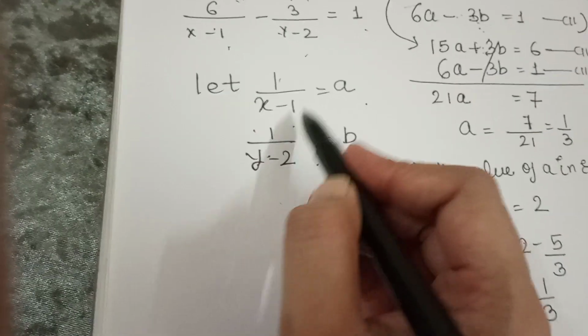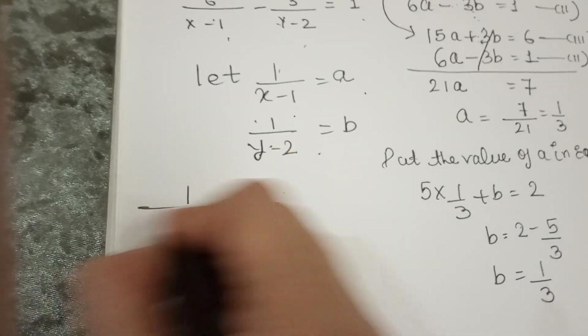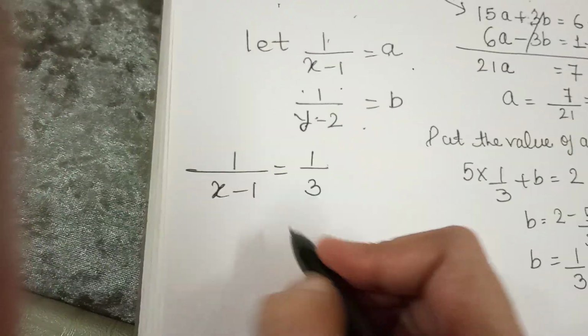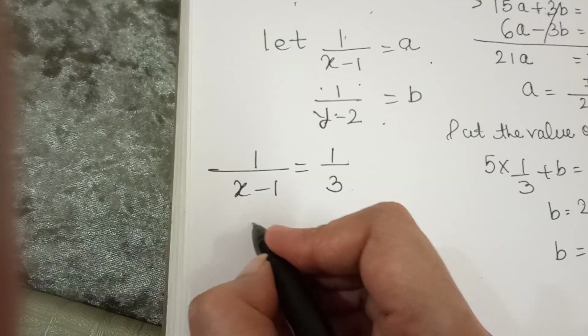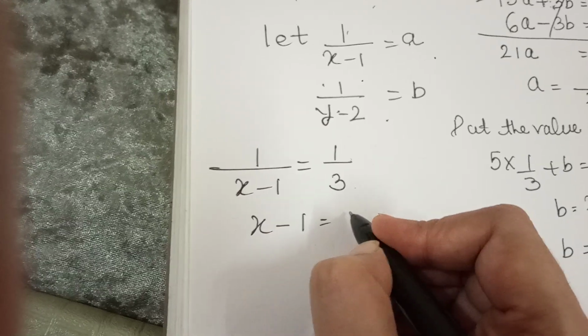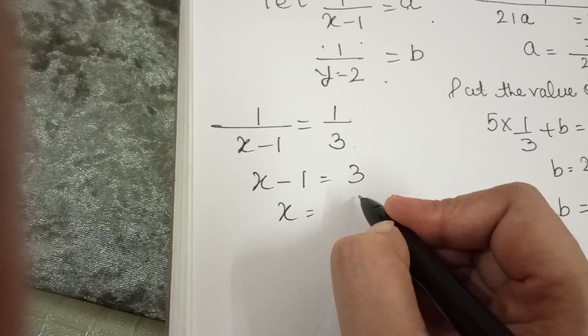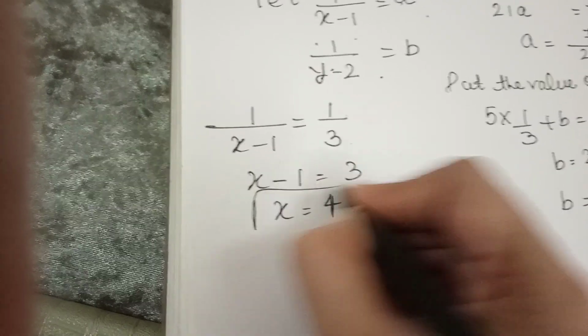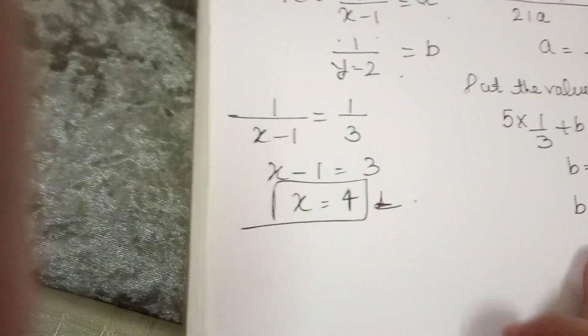1 upon x minus 1 is equal to a. It means 1 upon x minus 1 is equal to 1 upon 3. Cross multiply. So x minus 1 is equal to 3. ठीक है, तो x वैल्यू क्या आ जाएगी, ये 1 किस में चला जाएगा, प्लस में, पॉजिटिव में. सो x वैल्यू इज 4. ये है हमारा फर्स्ट आंसर.